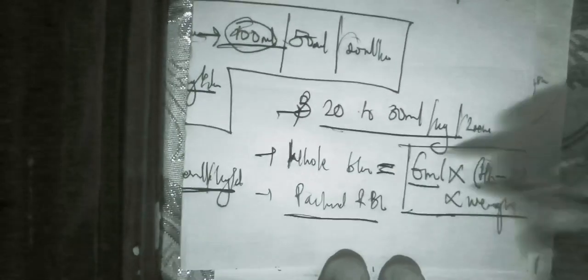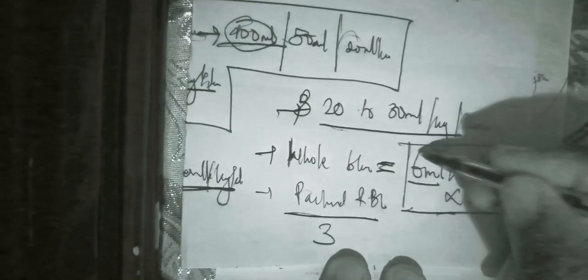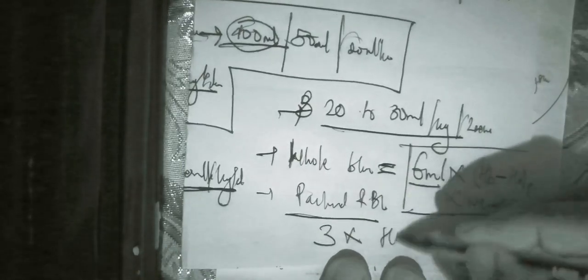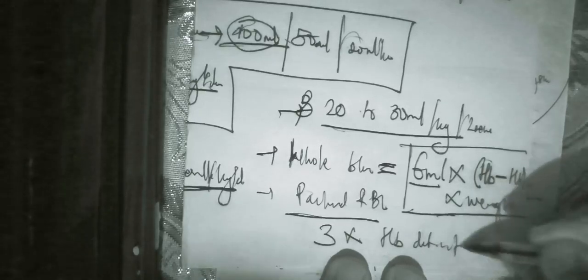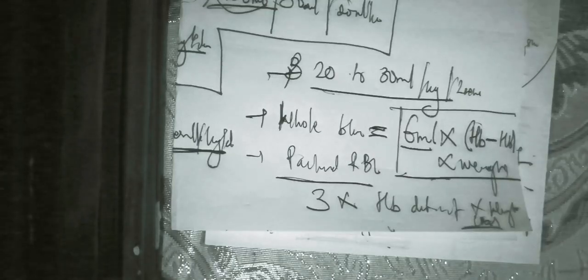For the packed red blood cells, it's still the same formula, but you change the 60 to 3. It's 3 times the HB deficit times the weight in kilograms. So those are the different elements that you have to evaluate.